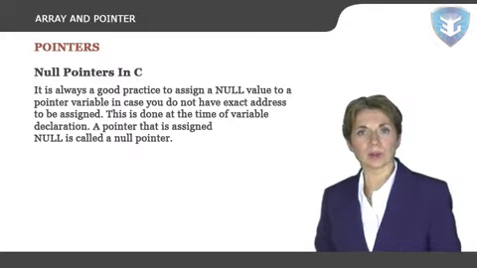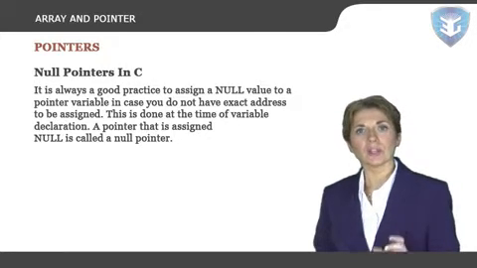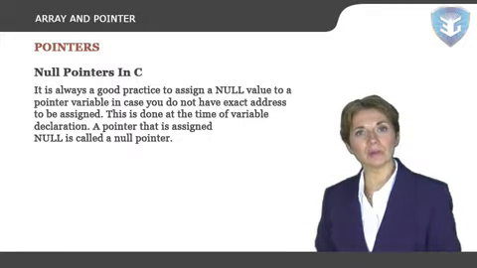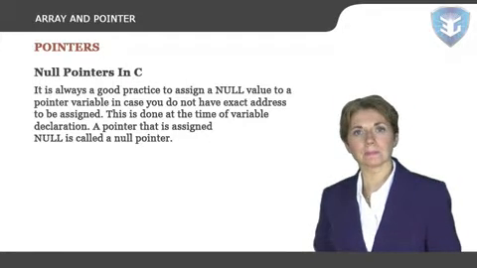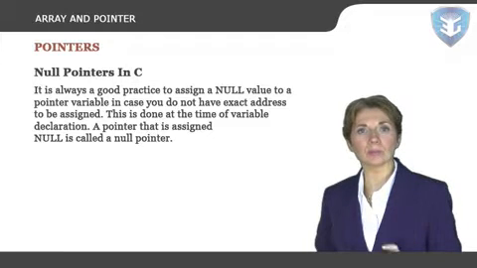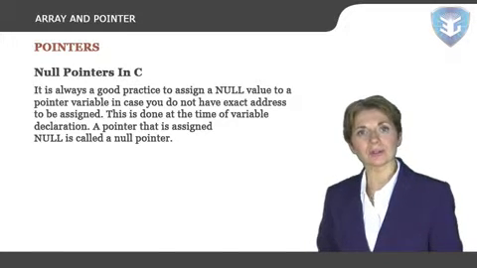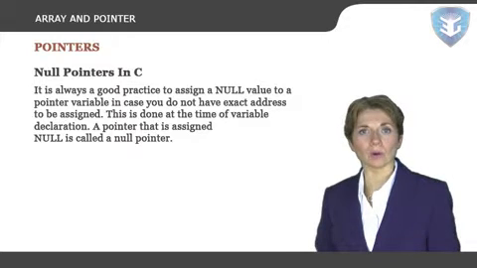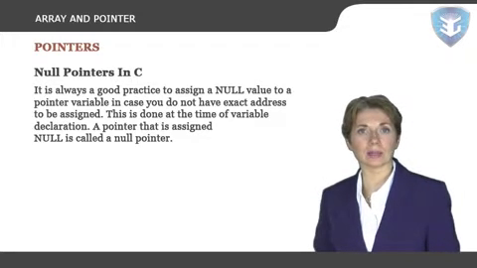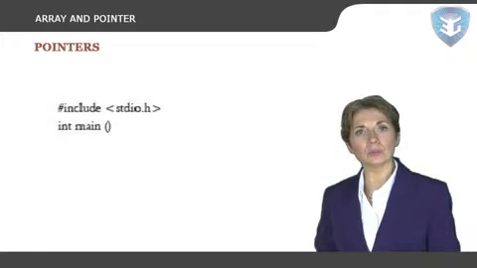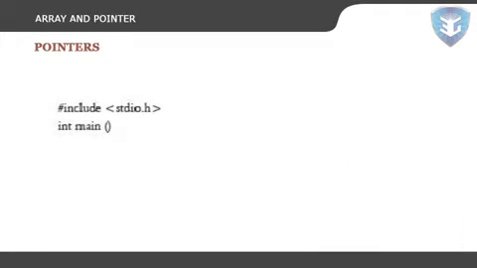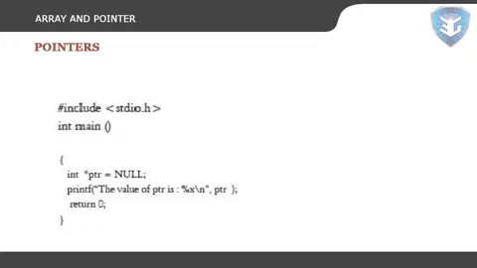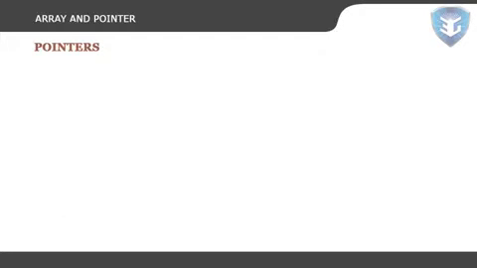Null pointers in C. It is always a good practice to assign a null pointer to a pointer variable in case you don't have an exact address to be assigned. This is done at the time of variable declaration. A pointer that is assigned null is called a null pointer. The null pointer is a constant with a value of 0 defined in several standard libraries. Let's see an example of null pointers on the screen. Output of the program is on the screen.